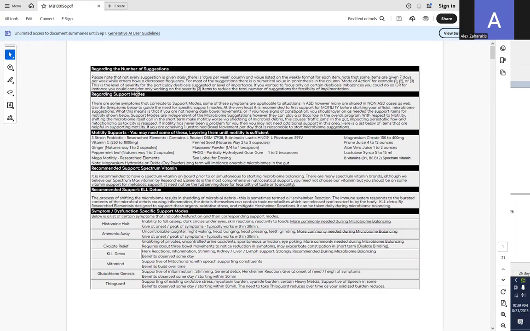If you give the supplement Ammonia Away, it will stop these symptoms, the laughing, the teeth grinding, or the waking in the middle of the night, at the onset that you give it within about 15 minutes. It's a band-aid, right?